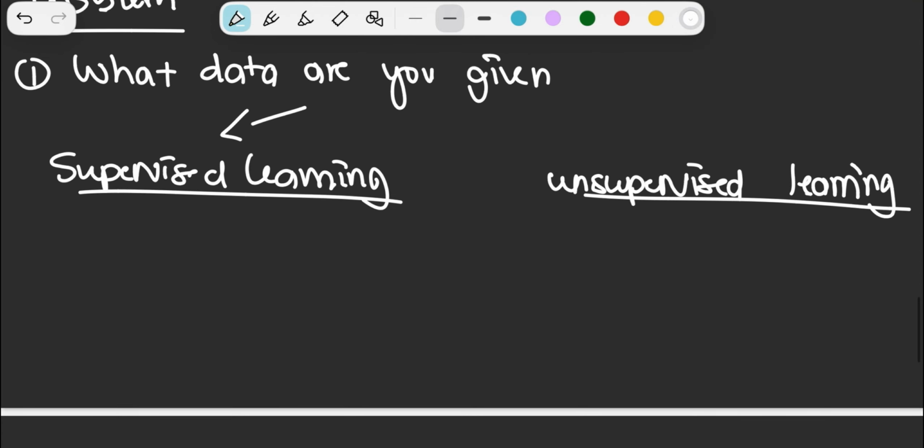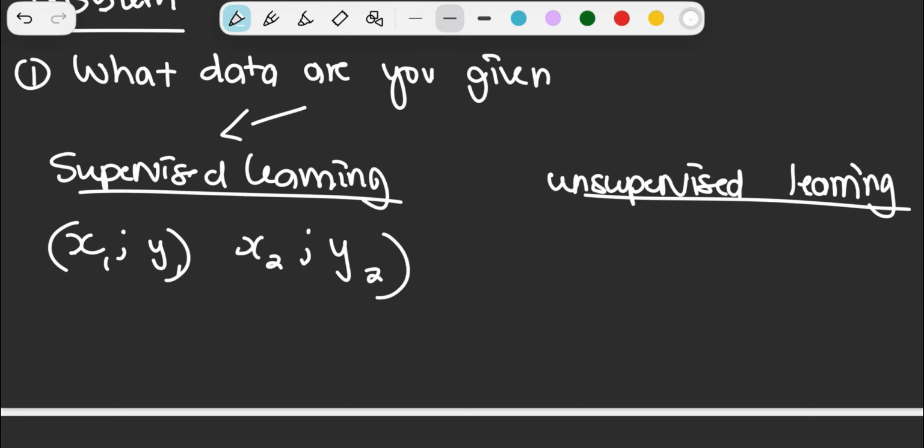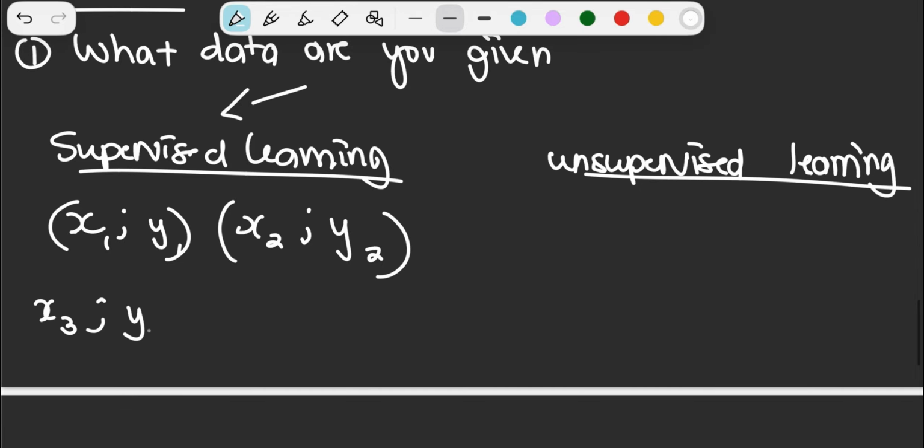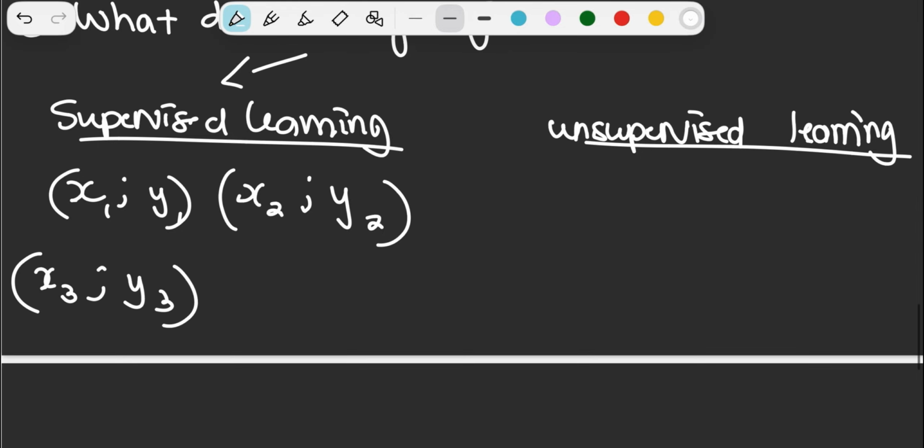Okay, so supervised learning is basically saying, I give you a value of x, okay, and I tell you that the value of y is this, right? x1, y1. I give you a value of x, and I tell you what the value of y is, x2, y2. I give you a value of x, and I tell you what the value of y is, x3, y3, and I ask you to predict y4.